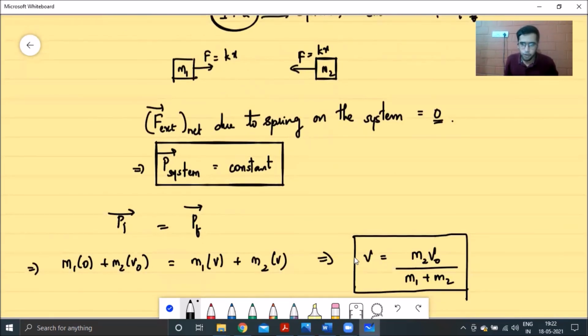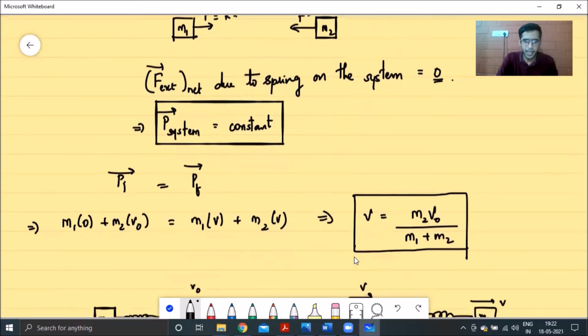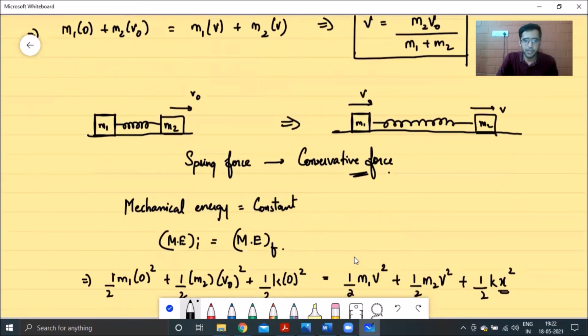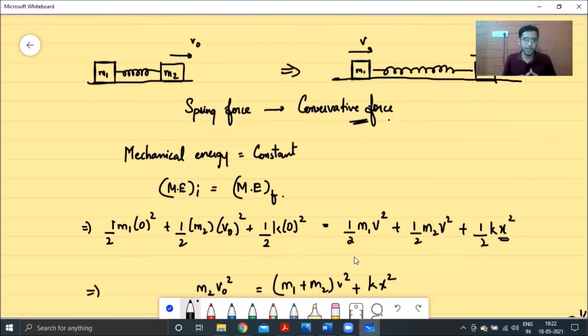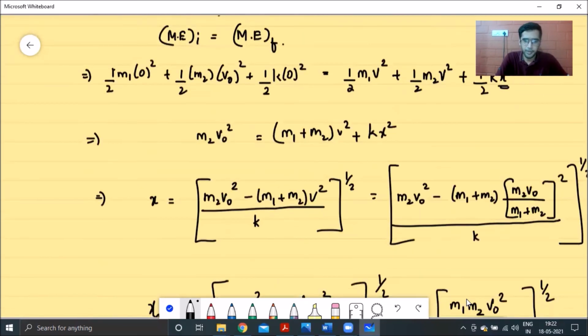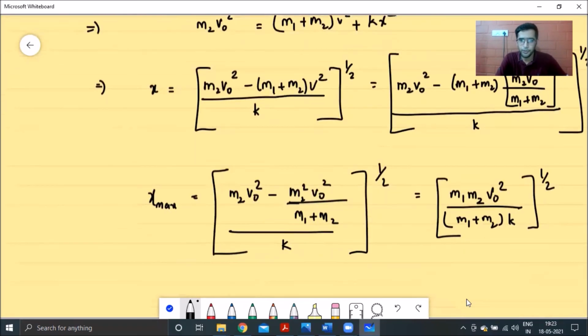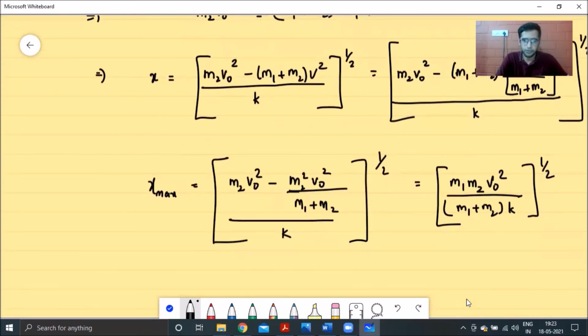Using that, we found out the velocity of both the blocks at maximum elongation. And then finally, using conservation of mechanical energy, since the only force acting over here is a conservative force, the spring force, the mechanical energy of the system will remain constant. So initial mechanical energy is equal to final mechanical energy. Using that, we found out what the maximum elongation would be equal to. Right? So anyways, I hope this question is clear, and now hopefully you'll be able to solve similar questions of this model as well.